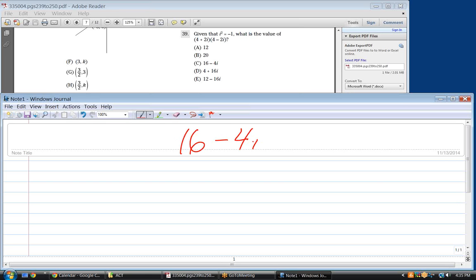In other words, you apparently recognize it as the difference of squares factored. So putting it back together again doesn't require you to FOIL it. It just requires you to know what the difference of squares would look like. Yep, exactly. Okay. So then if i squared equals -1, so it'd be 16 minus 4 times -1. So that would be 16 plus 4. Okay. 20. So that's 20.